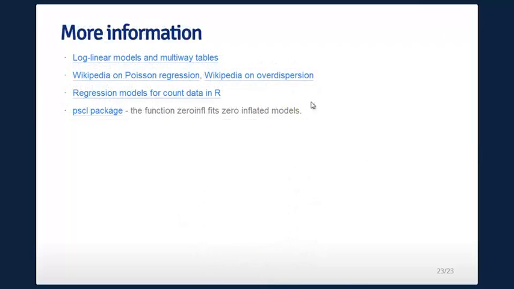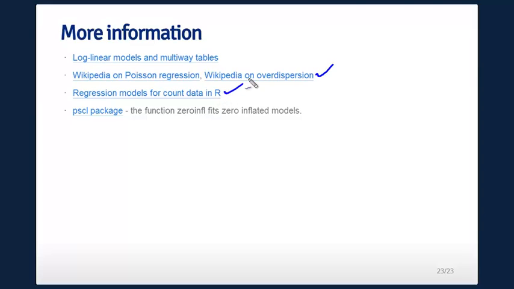Okay, so some more information. Jeff gives some links on log linear models and multiway tables. That's a whole discipline in and of itself. Maybe not the most relevant for data science concentration, but for things like biostatistics, it's a very important topic. Wikipedia has a nice article on Poisson regression and a nice discussion of so-called overdispersion.